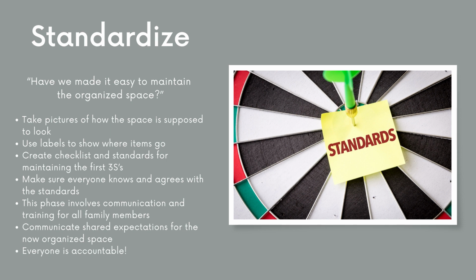Now, you won't do the checklist and those standards by yourself. You're going to sit down with your family and talk about the space and say, what do you think we need to do daily to keep it looking nice? And let them add their suggestions. And then, of course, you will add your own. You want to make sure that everyone knows and agrees with those standards. So you set the expectations and you talk about how often the space is going to be cleaned and what that standard looks like for how clean is clean.